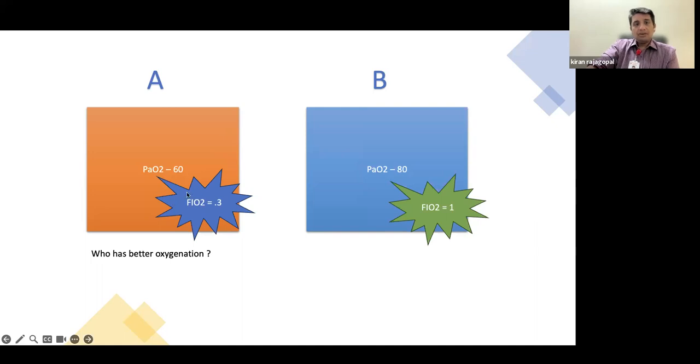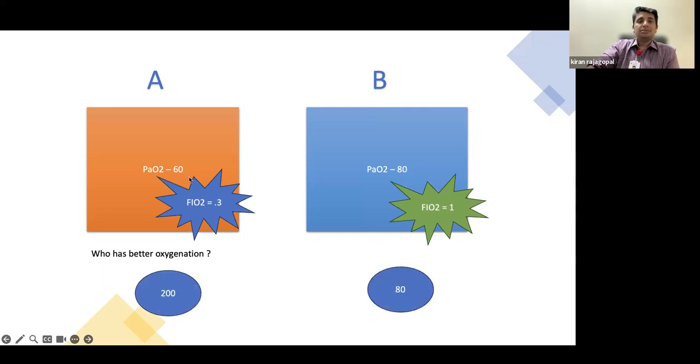Always look at the PaO2 with reference to the FiO2. If you haven't looked at the FiO2, you felt that patient B had better oxygenation because PaO2 was 80 and for patient A it was 60. But when FiO2 came into the picture, you see patient A was at 30% oxygen and having a PaO2 of 60, while patient B was on 100% oxygen and having a PaO2 of 80.